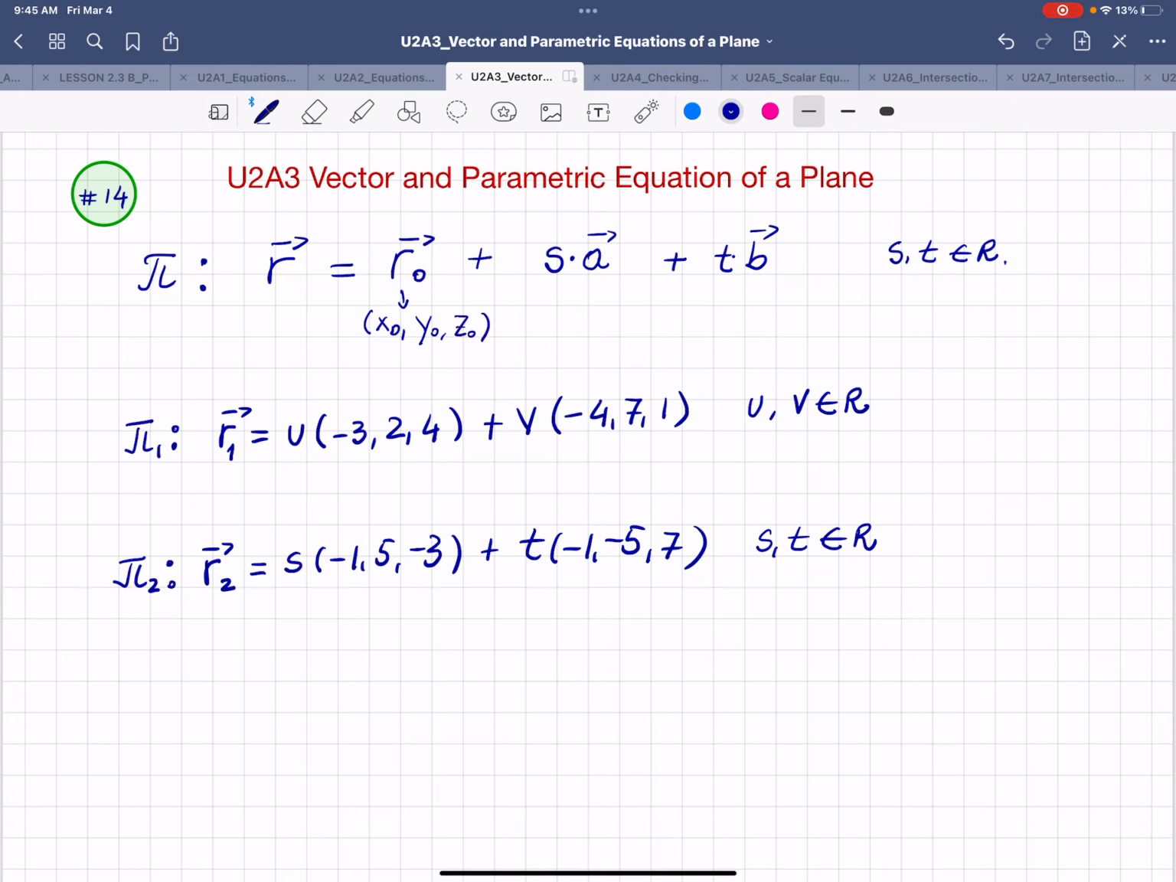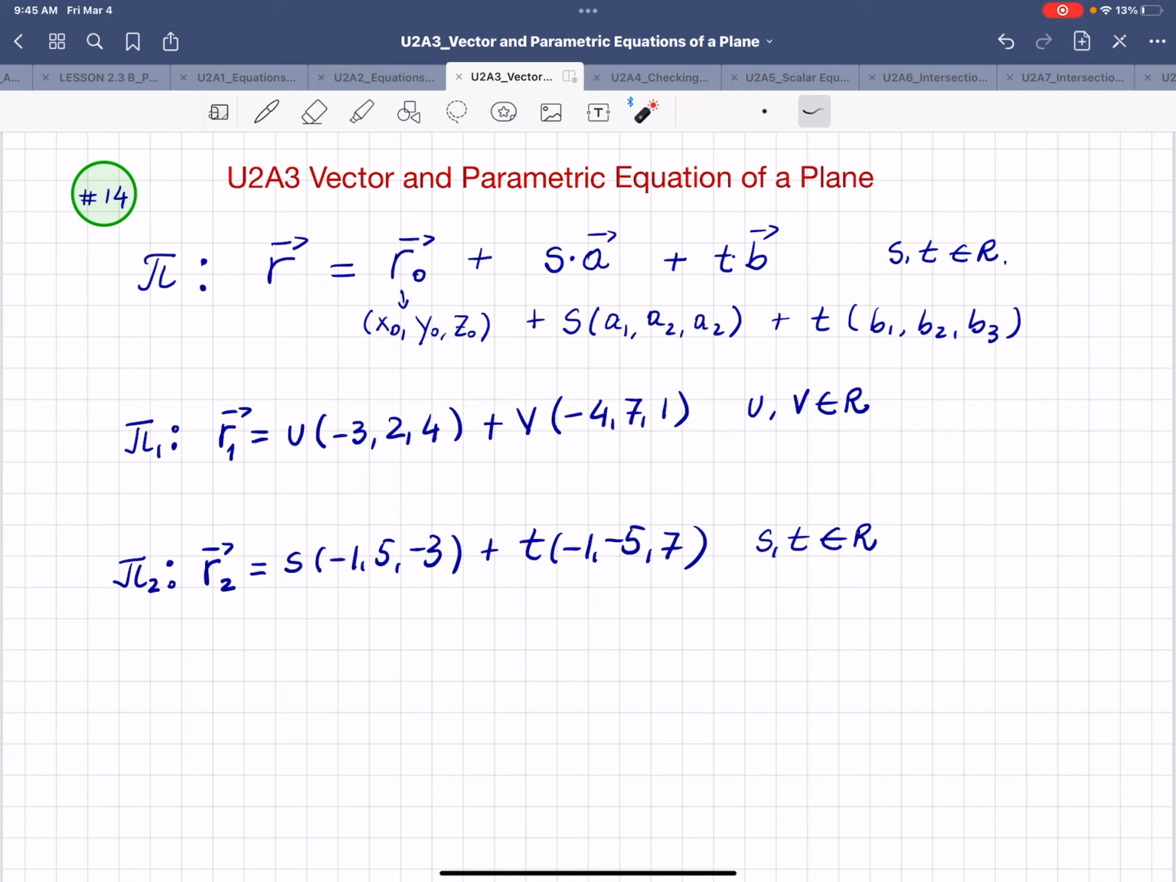We will see the coordinates of vector A multiplied by some scalar, and then we'll see the coordinates of vector B multiplied by some scalar, again, in this case, t. So now let's revisit every equation and check and see what we have here.